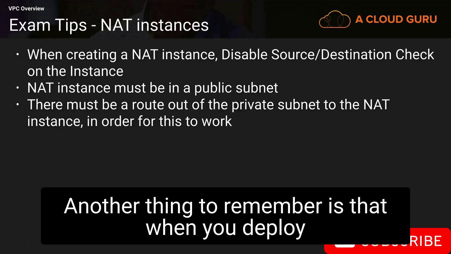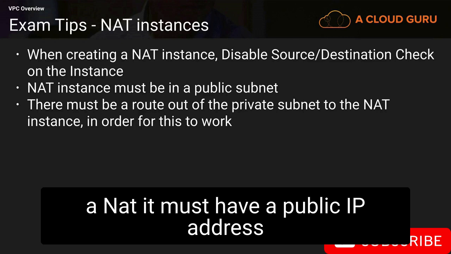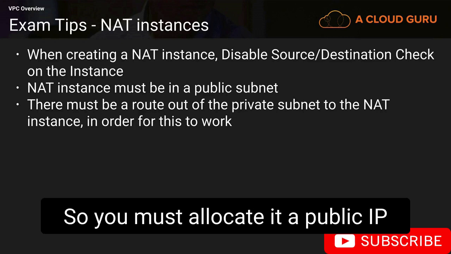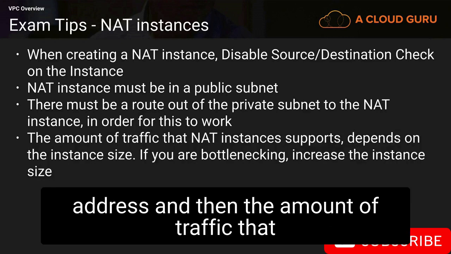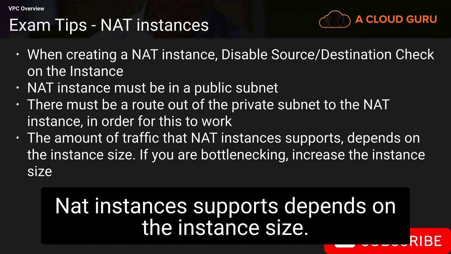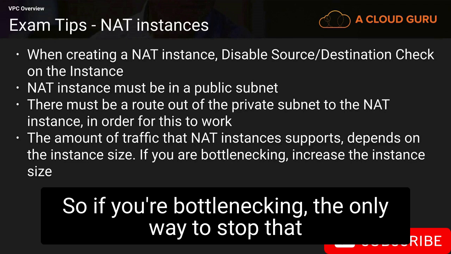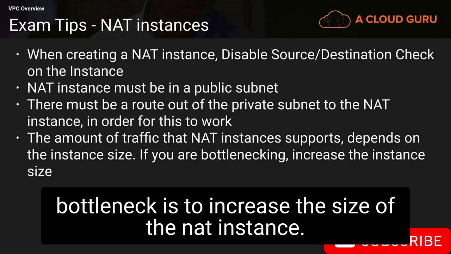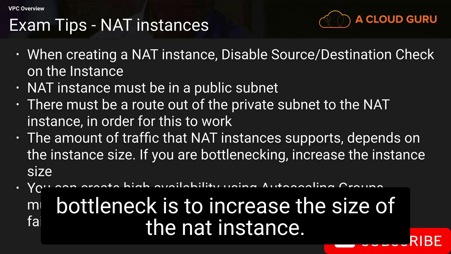Another thing to remember is that when you deploy a NAT, it must have a public IP address as well in order for it to work. So you must allocate it a public IP address. And then the amount of traffic that NAT instances support depends on the instance size. So if you're bottlenecking, the only way to stop that bottleneck is to increase the size of the NAT instance.